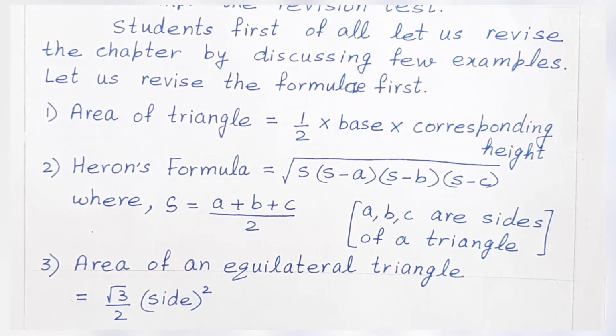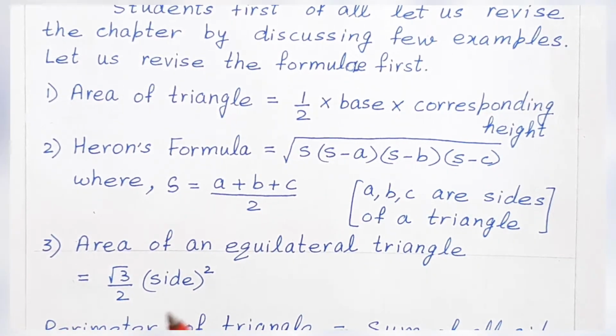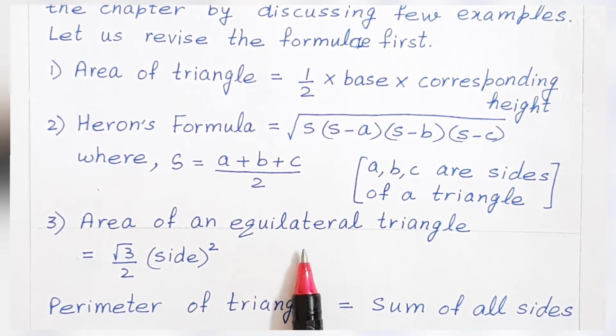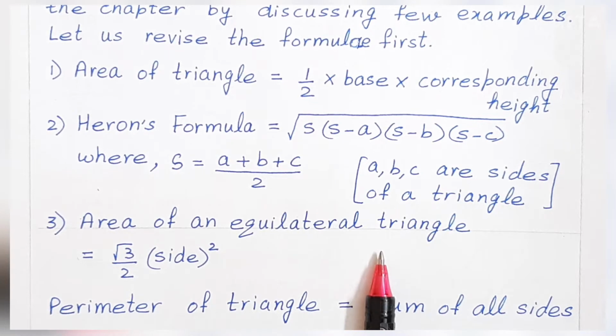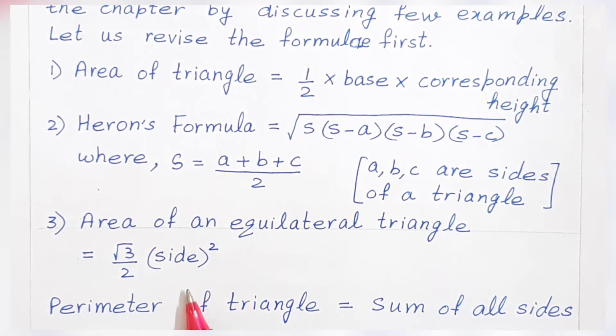Now the next is equilateral triangle. Now students, what is an equilateral triangle? Where all the three sides are equal. So what is the formula? That is under root 3 upon 2 into side square. That is side into side.